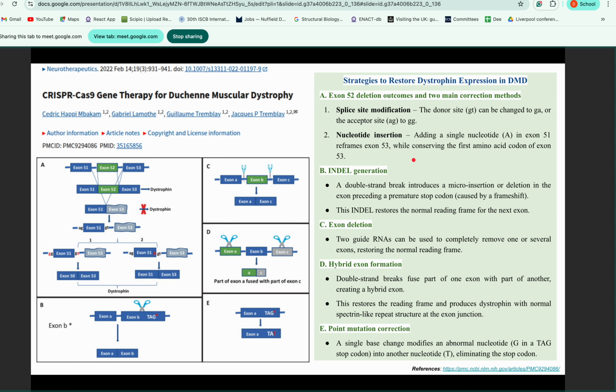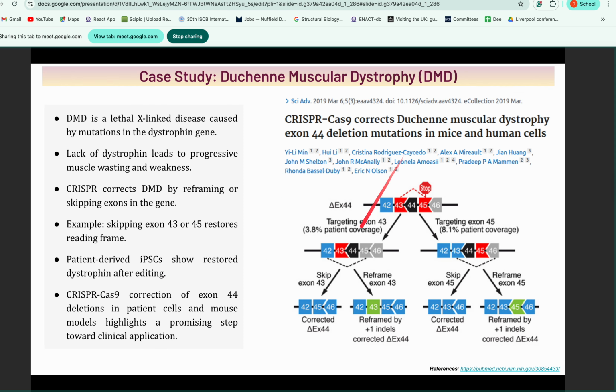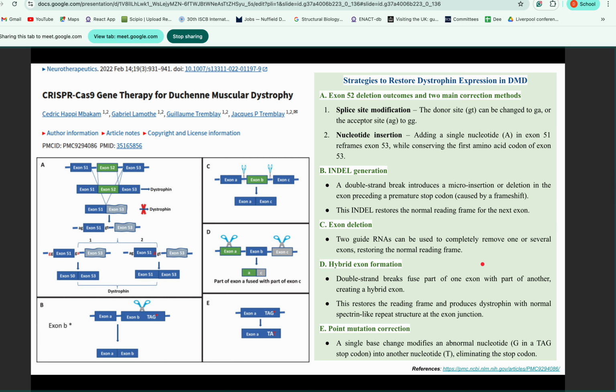Yeah, so this was another paper in which they have talked about the exon 52 deletion. In this case, we talked about the 43 and 45 case. Similarly, in this case, exon 52. If exon 52 is present, then the dystrophin is synthesized. But if 52 is missed, then 51 and 53 combine in such a way that it leads to premature termination. So the dystrophin gene does not function properly. In this case also, they have mentioned how we can treat it.